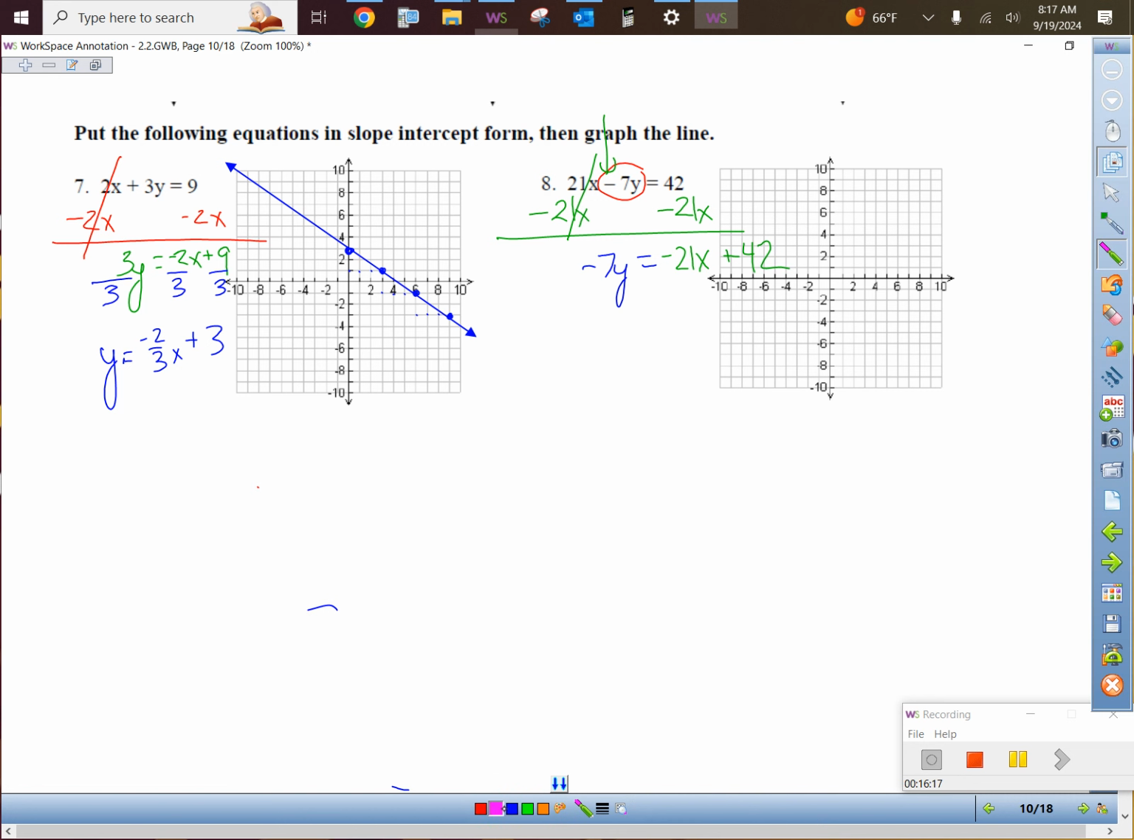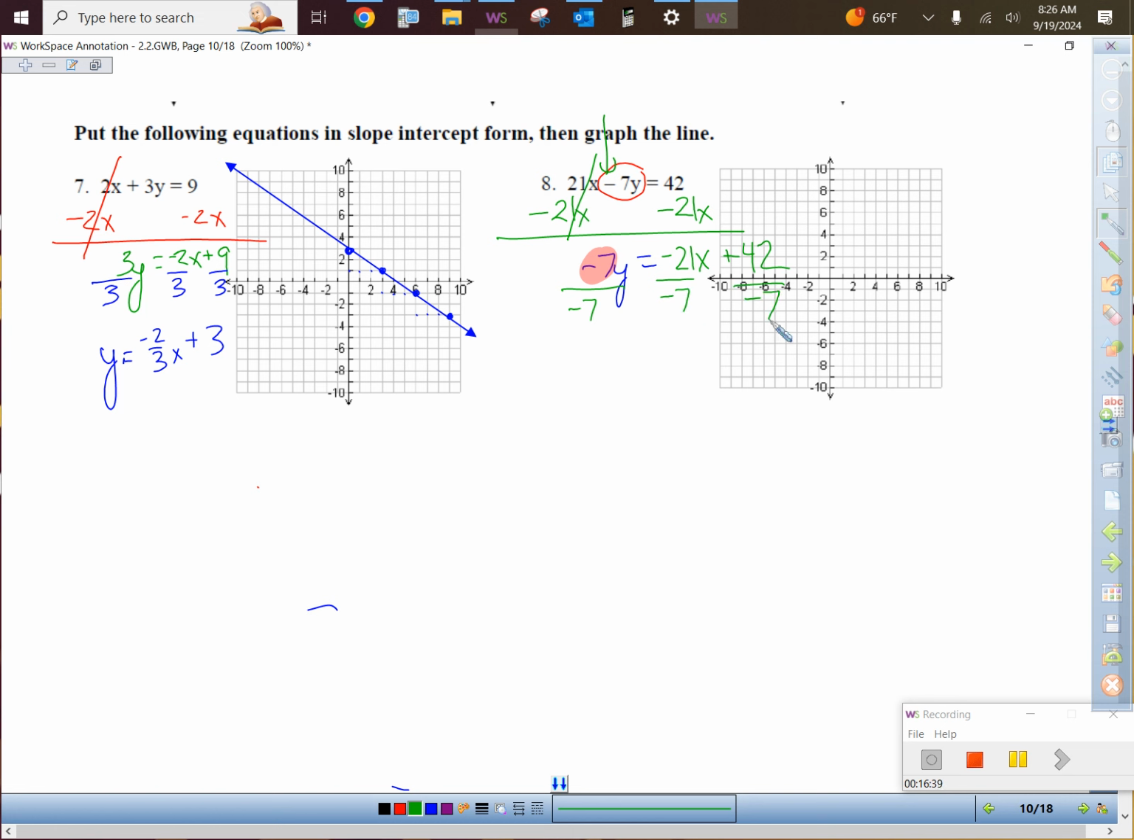Y is not all by itself, though. There is a, tell your neighbor what that is. Let's just take a little multiple. Is that a minus 7 or is that a times negative 7? We have decided that is a multiply by negative 7. How do you get rid of times negative 7? We're going to divide all three spots by negative 7.